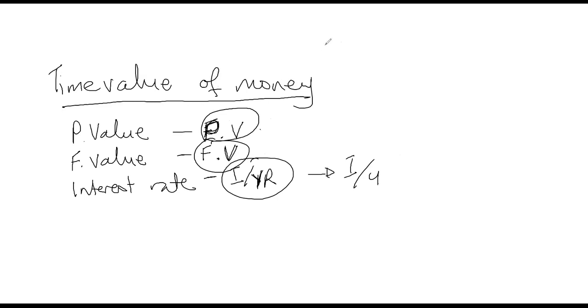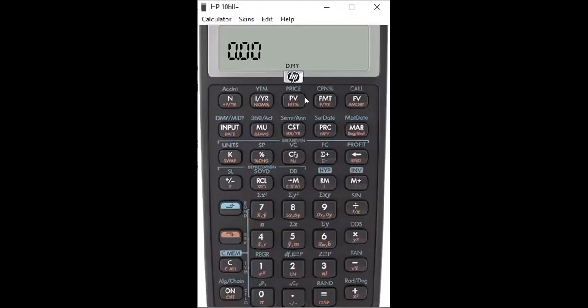Okay. So if we go to our HP calculator right here, you'll find that PV, this is the present value. FV, pressing this button is to activate the future value. And I over YR, don't worry about the error, I over YR is to activate the interest. Okay, so now you know what this means, you know what this means, and you know what this means.